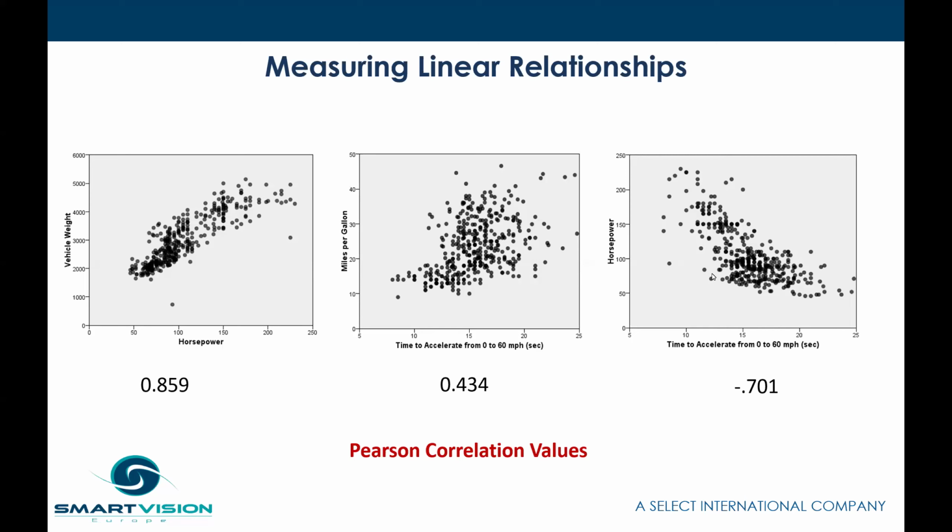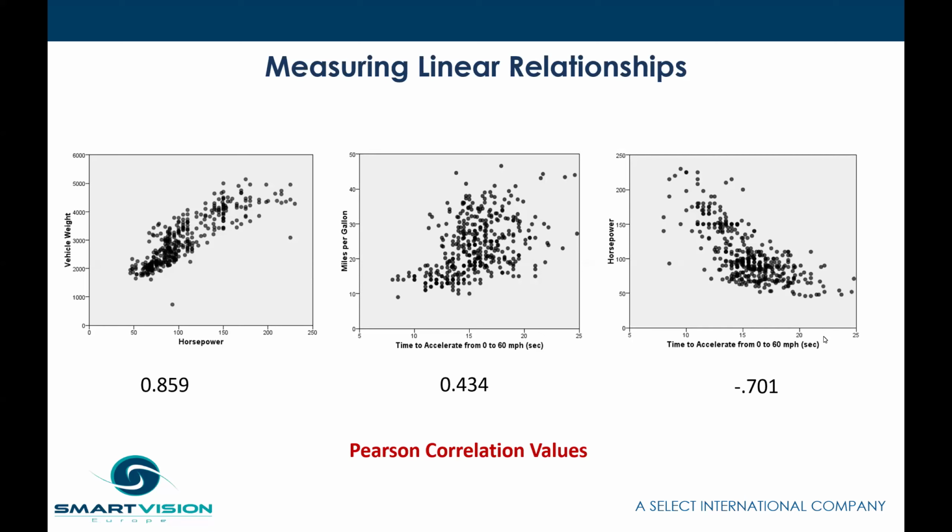And then we have a negative relationship, one where it's going the opposite direction. It's still a strong relationship. It just happens to be negative in the sense that as one value goes up, the other value tends to go down. So we have a relationship between horsepower and time to accelerate from 0 to 60. If it's got a lot of horsepower, then it can accelerate very quickly, maybe less than 10 seconds from 0 to 60.